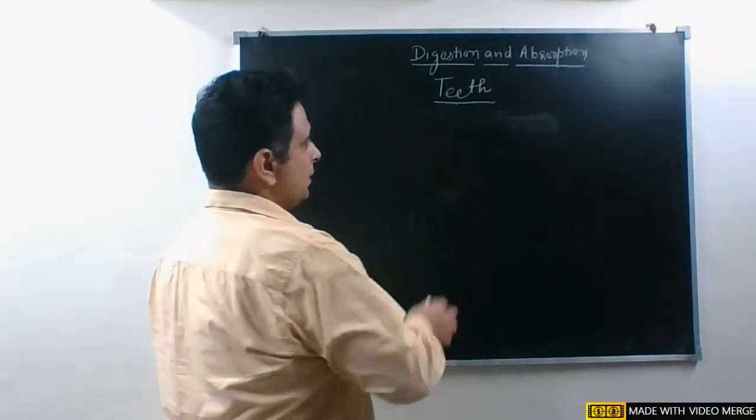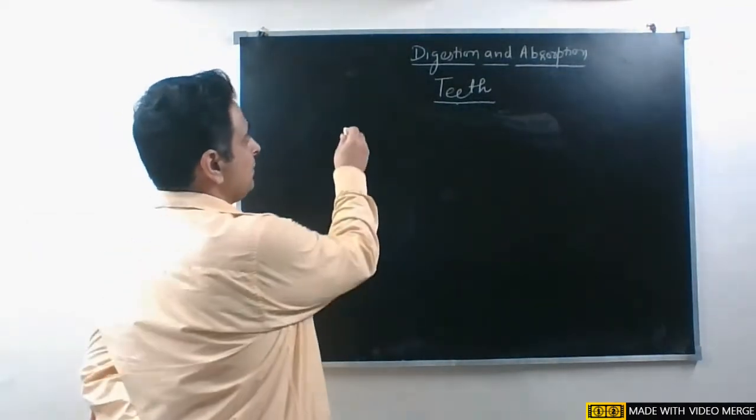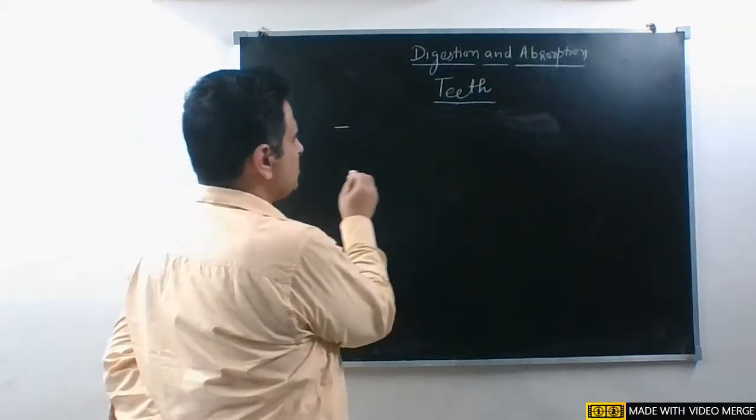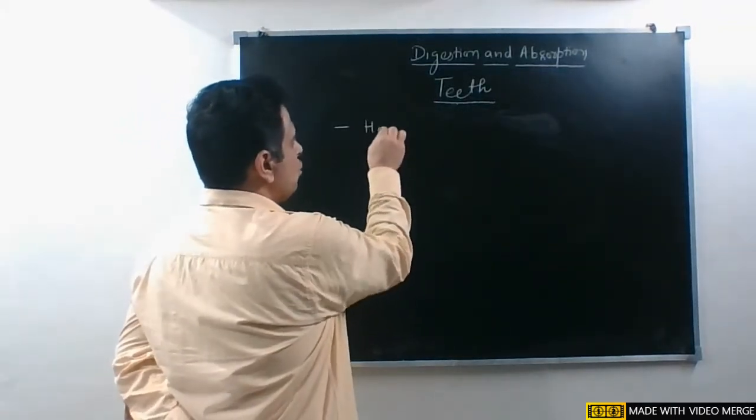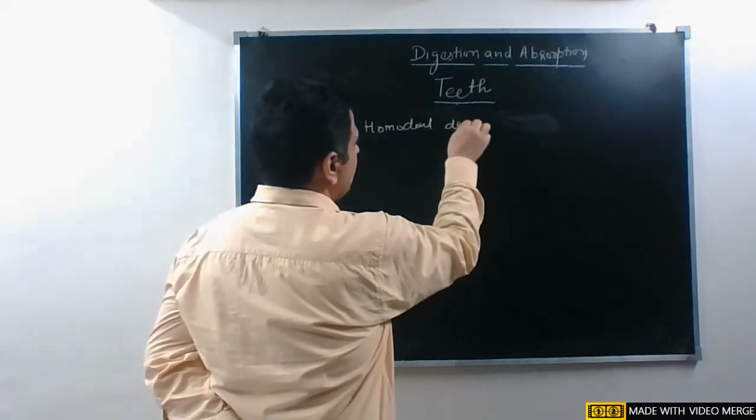When we start teeth, students, there are some very important terms that are related. So let's discuss them one by one. First is homodont dentition.